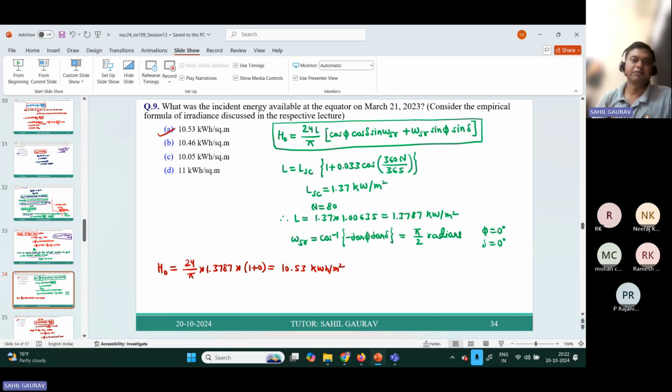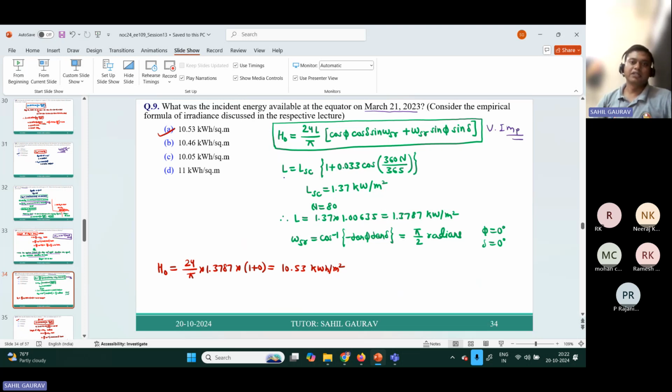Now coming to the next problem. What was the incident energy available at the equator on March 21, 2023? Consider the empirical formula of irradiance discussed in the respective lecture. So we will use this expression: H naught equal to 24 upon pi into L cos phi cos del sin omega SR plus omega SR sin phi sin del.